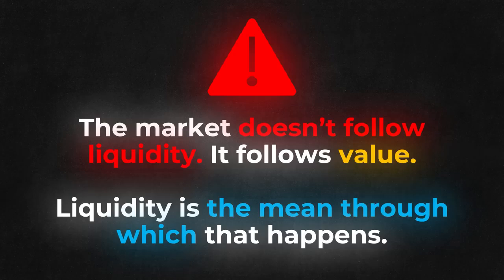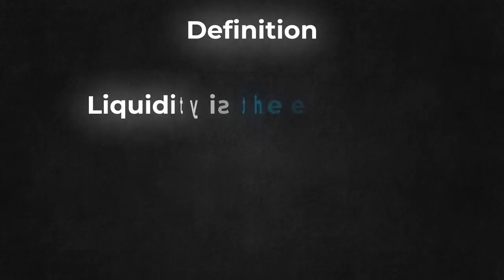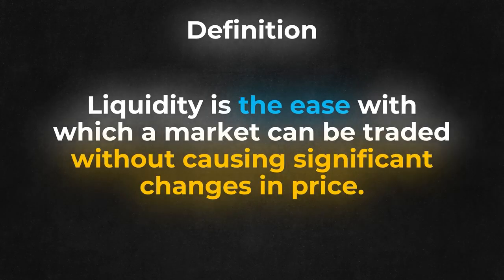The formal definition of liquidity is that it is the ease with which a market can be traded without causing significant changes in price. It's the ability to trade without slippage. In other words, liquidity is a quality of the market, not a location in the price chart. The level of liquidity will affect how much trading activity will occur within a given price range.